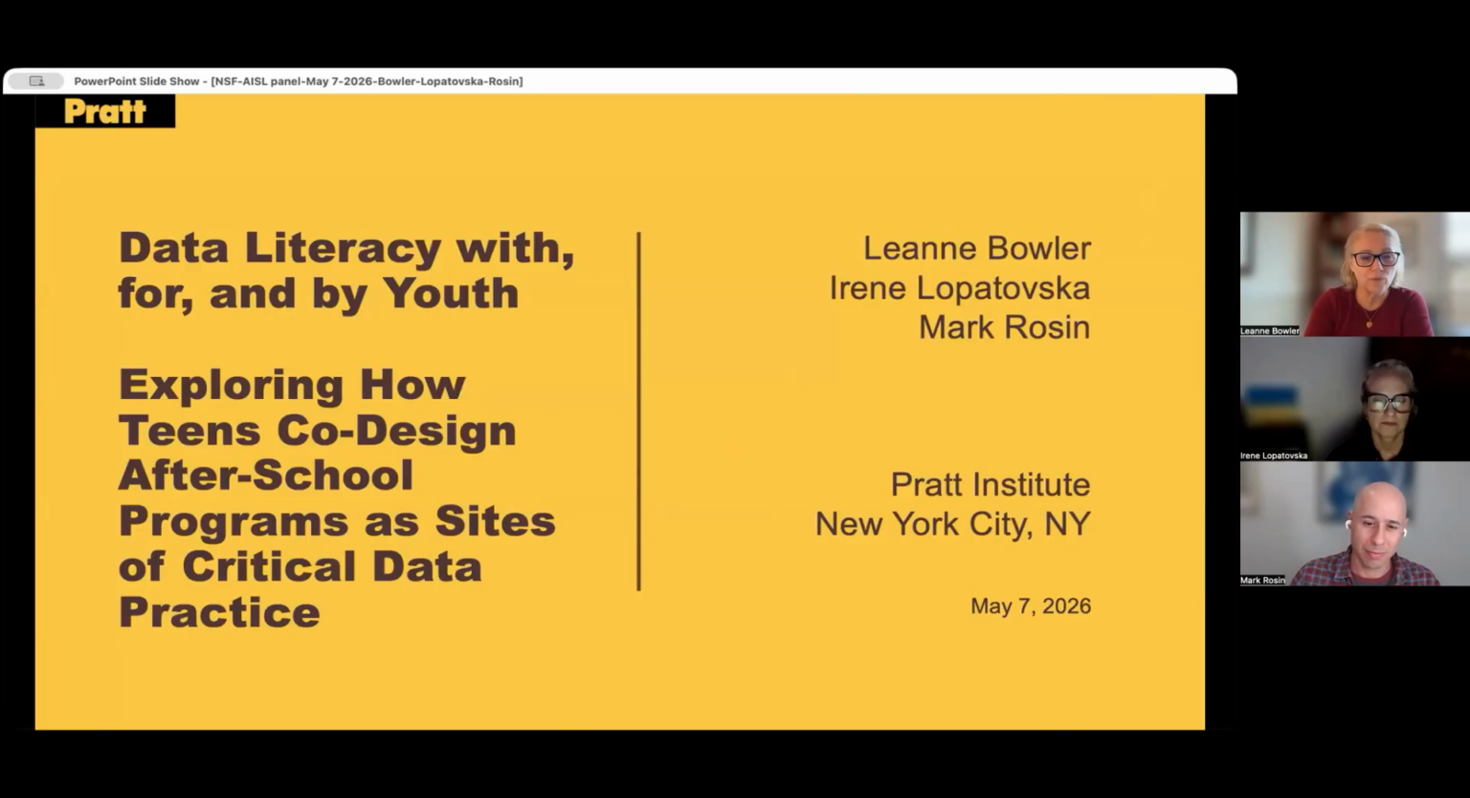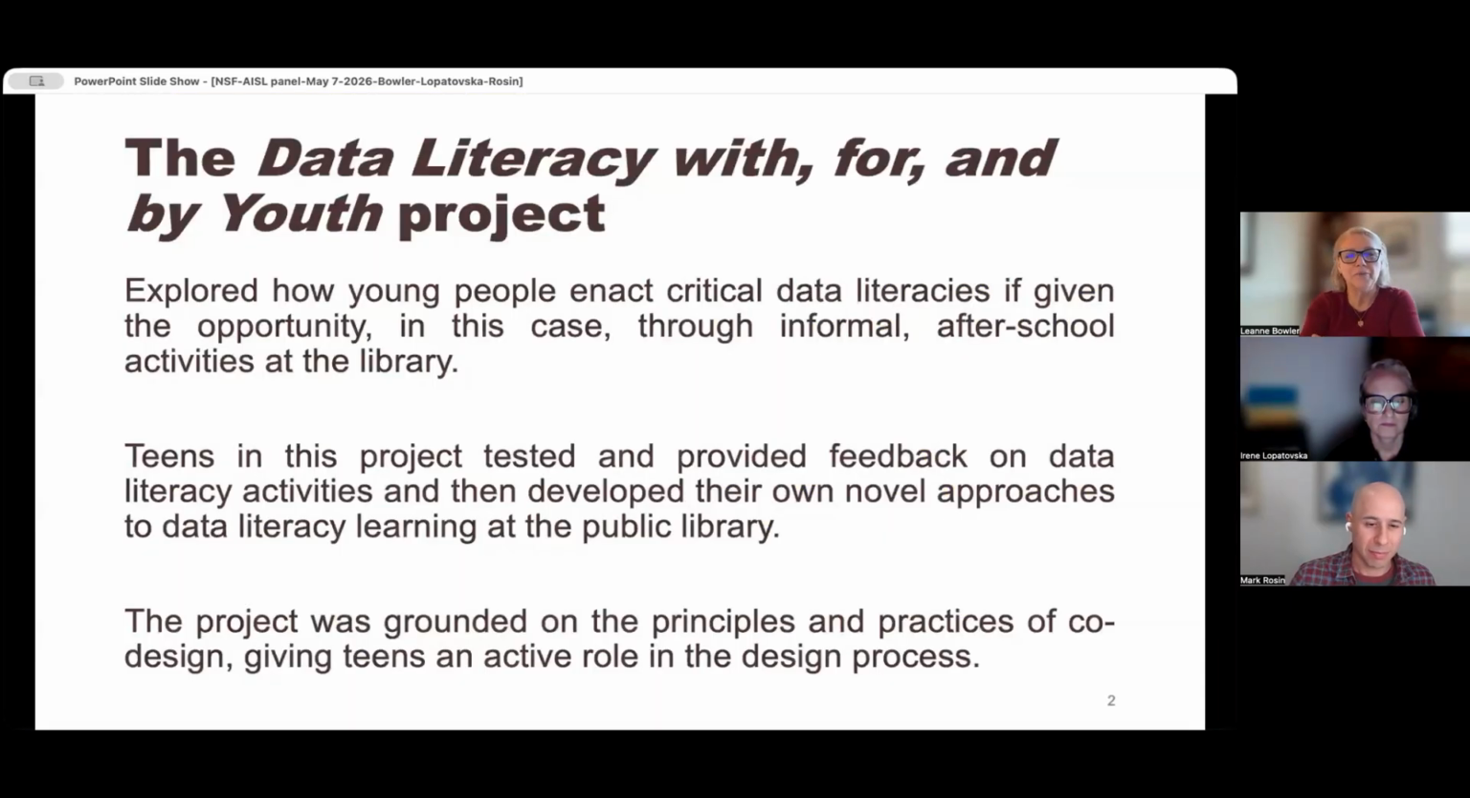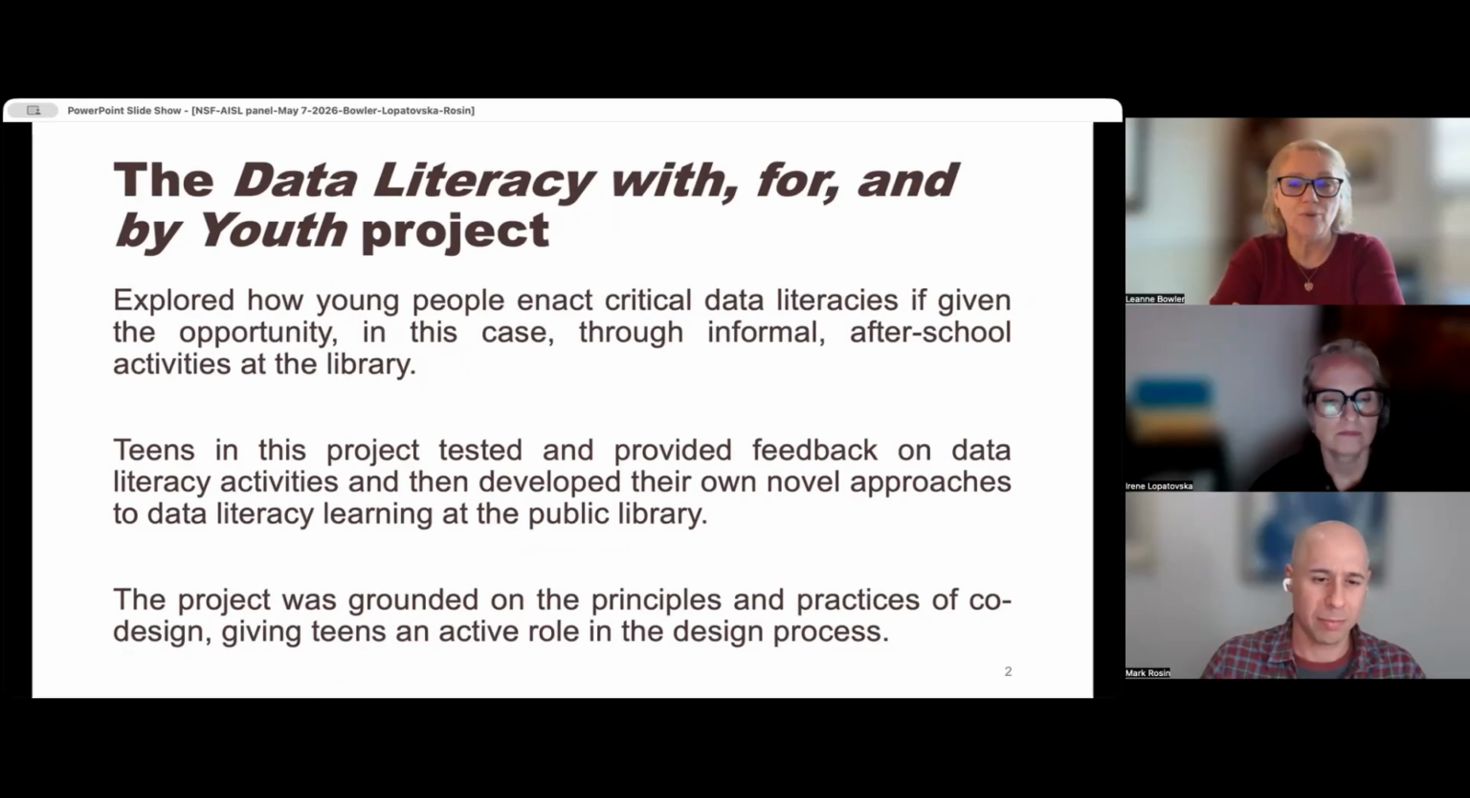Here we go. In this project, we explored how young people enact critical data literacies if they were given the opportunity, as in this case, through informal after-school activities at the public library. The teens both tested, provided feedback, and developed their own novel approaches to data literacy learning at the public library. And the project was grounded on the principles and practices of co-design, giving teens an active role in the design process.